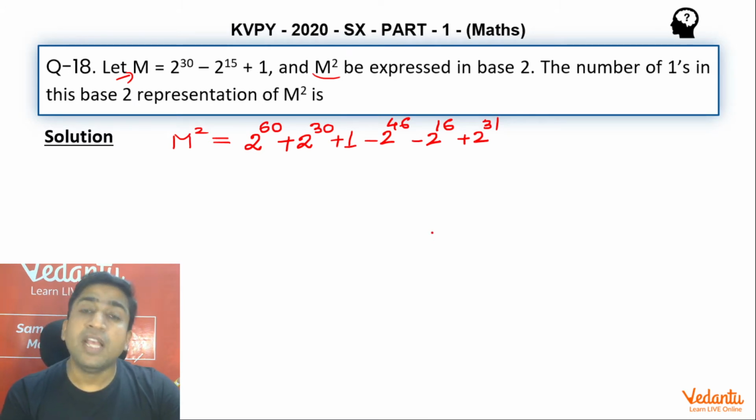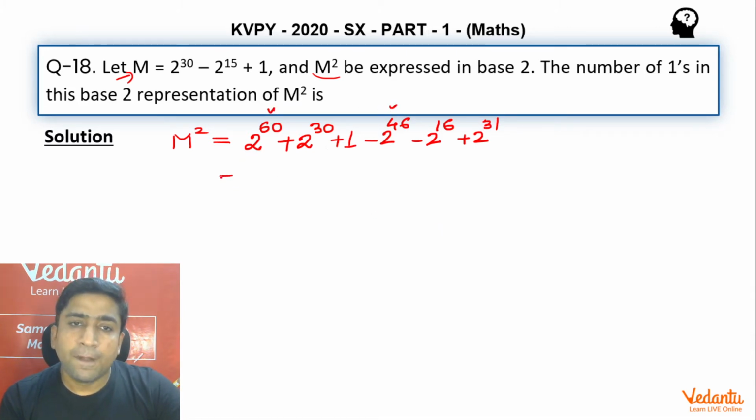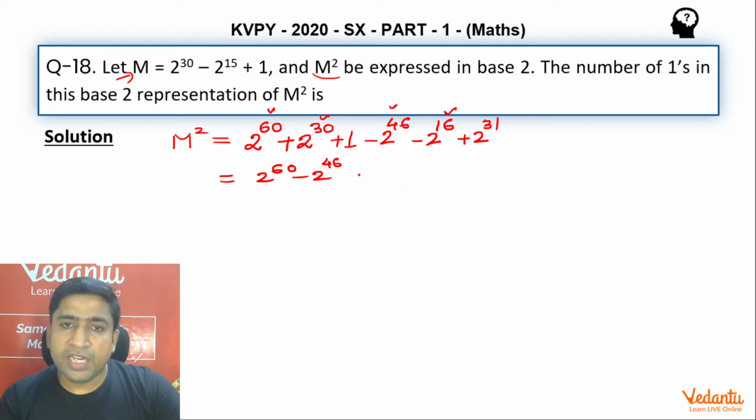Now it's all about how you are going to handle this question. I'll ask you one very simple thing: if I club these two components, 2 to the power 60 minus 2 to the power 46, and also club the second and fifth, I'm just writing it like 2 to the power 30 minus 2 to the power 16 plus 2 to the power 31 plus 1. I'm just going to write it like this.